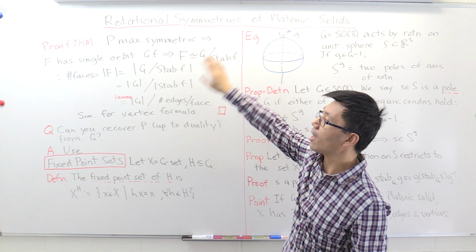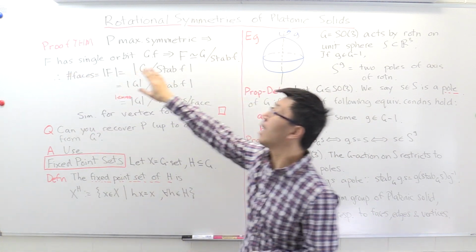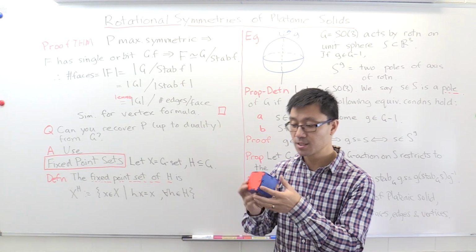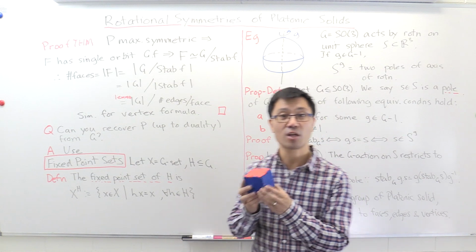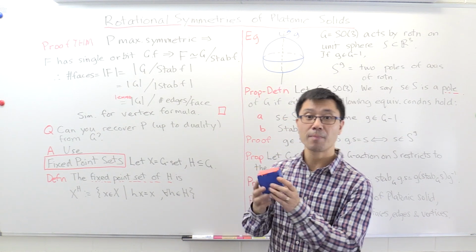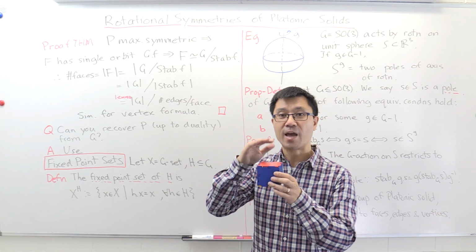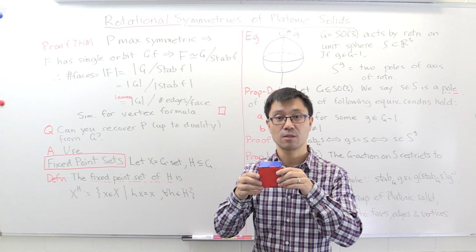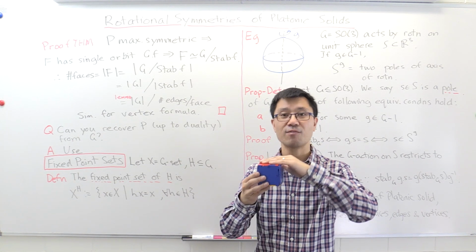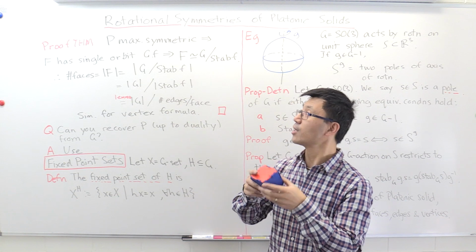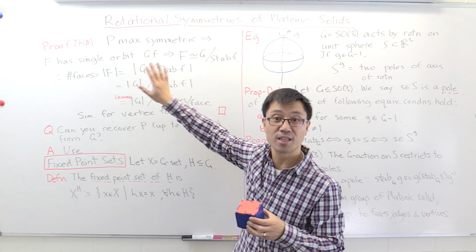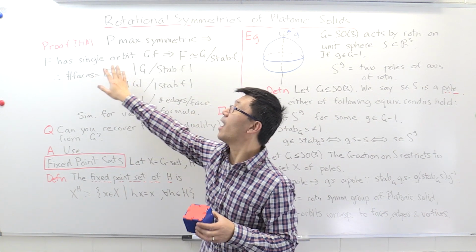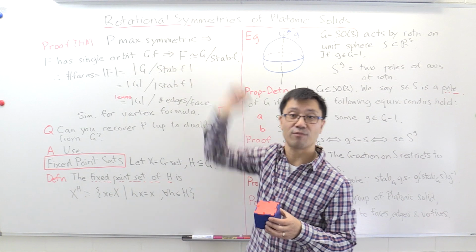So what we'll do is we'll have a look at this G-set F, and we're going to use maximal symmetry. Remember, maximal symmetry means that all the faces, in particular, of a Platonic solid, look the same. So what does that mean? Given any face, you can rotate it to any other face, because all the faces look the same. So in terms of the theory of group actions and the language set up there, that means that this F has a single orbit, and that orbit you can take to be G dot F, written like that.